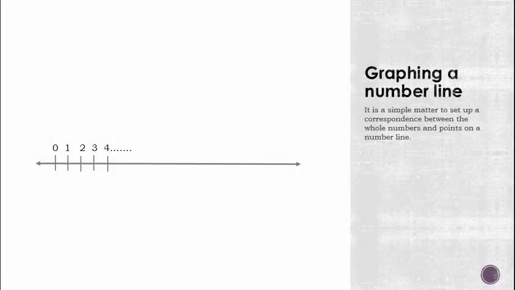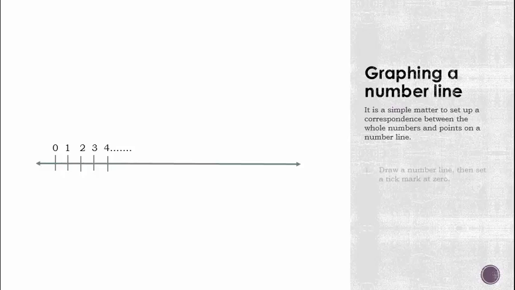Now, let's learn how to graph them. Let's meet our first objective. It is a simple matter to set up a correspondence between the whole numbers and points on a number line. Now, that was a nasty sentence to just read. Let's make this simple. It's a simple matter to draw a line, add tick marks, and write our numbers.